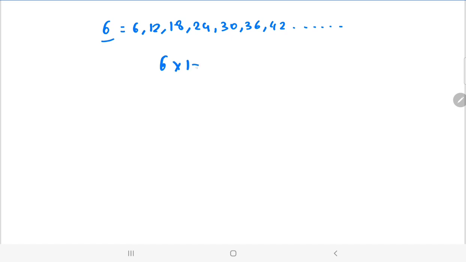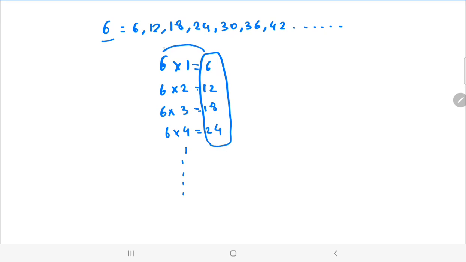If you do 6 into 1, 6, 6 into 2 is equal to 12, 6 into 3 is equal to 18, 6 into 4 is equal to 24, and so on. All these numbers are multiples of 6. Very simple. So 6 ones are 6, 6 twos are 12, 6 threes are 18, 6 fours are 24, 6 fives are 30, 6 sixes are 36, 6 sevens are 42, and so on are the multiples of 6.